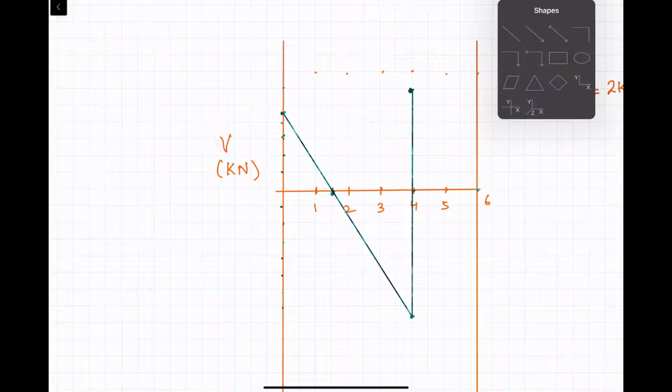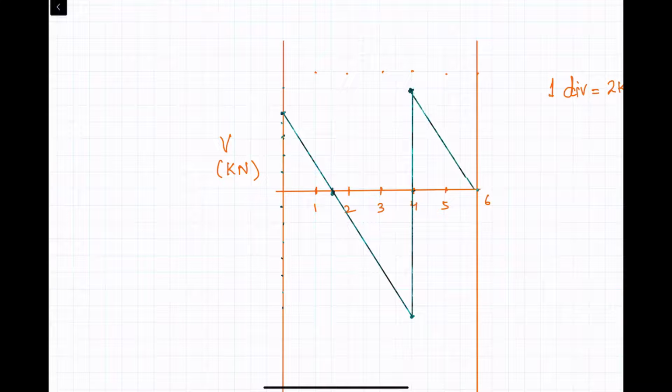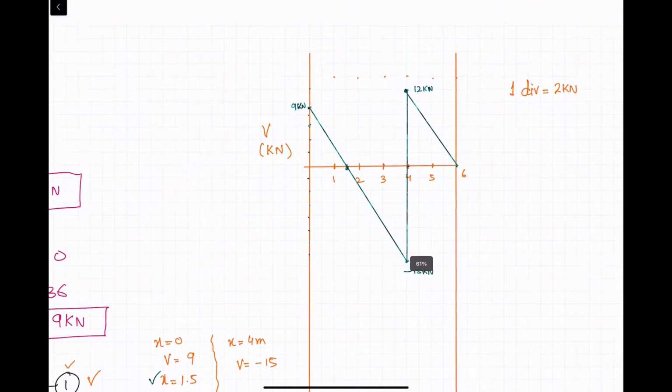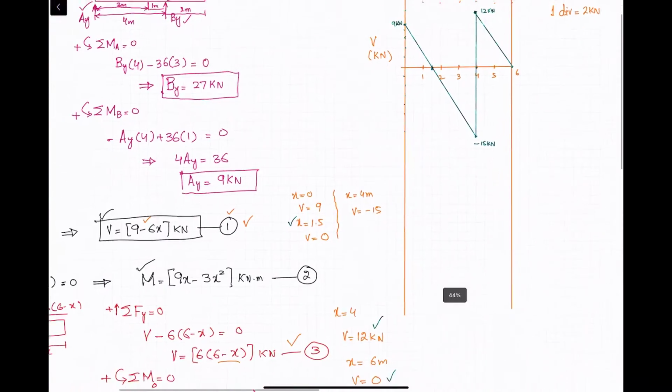And again from this it will go to 0. So this is 12 kilonewton. This is 9 kilonewton. This is minus 15 kilonewton. And this is 0. So this is your shear force diagram. Now we'll move toward the bending moment diagram.